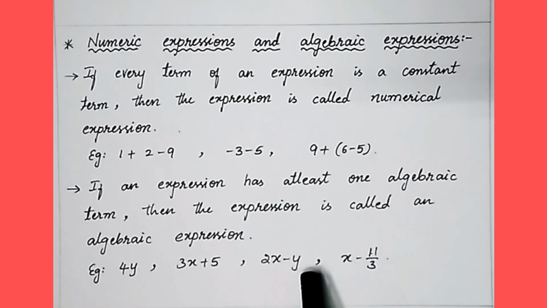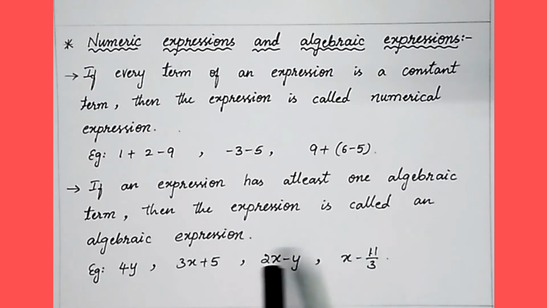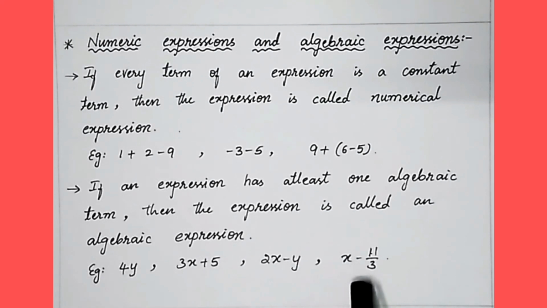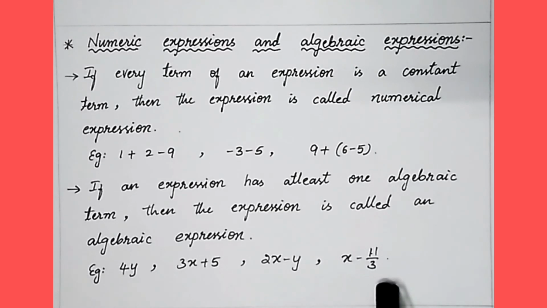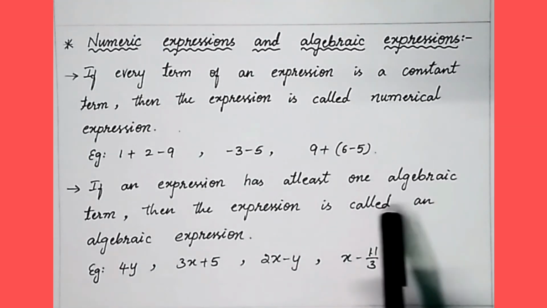2x minus y. This is also an algebraic expression as it has algebraic terms. Two algebraic terms are there. x minus 11 by 3. So here one is a constant and one is an algebraic term. This is also an algebraic expression.